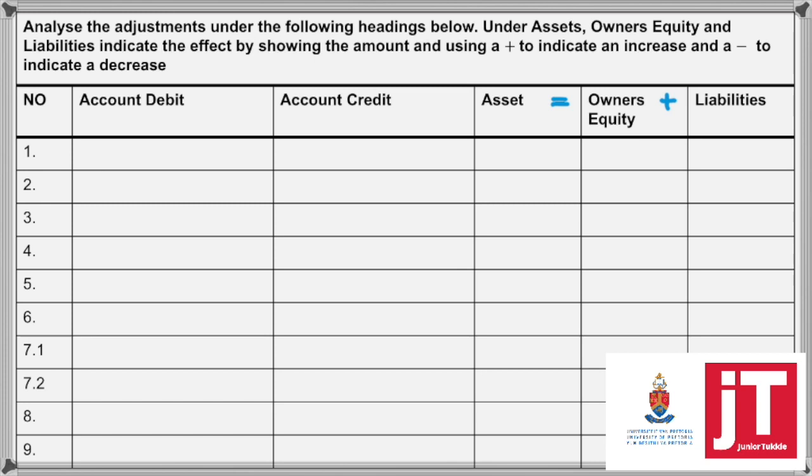Then we have to analyze the transactions. In other words, identify the account debited, the account credited, and then give the effect, a plus or a minus, for assets, equity, and liabilities. So number 1 was the depreciation for equipment. So we debit depreciation, which is the expense, and we credit accumulated depreciation on equipment, which is a negative asset that will increase. A negative asset meaning credit.